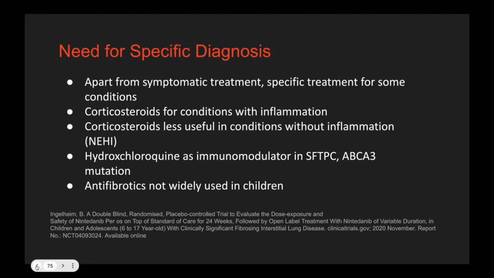Why do we need a specific diagnosis? Most of the time their prognosis is bad. We're not going to give a specific therapy. So then why the need to know? Because apart from symptomatic treatment, specific treatment is available for some conditions. Antifibrotics, like we use in adults, are not widely used in children. Only one or two trials are going on.